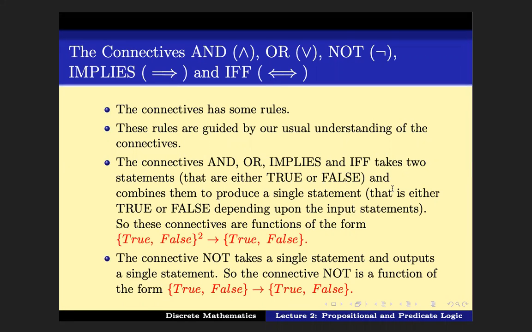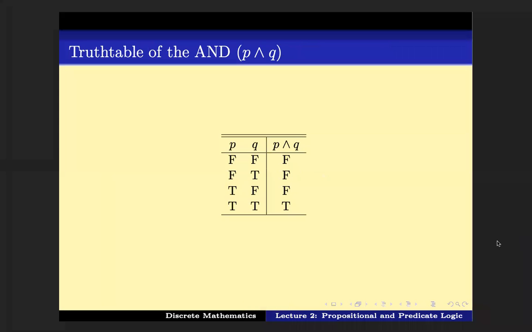If I connect something with an AND, it means something. If I connect two things with implies, it means something, and so on. So this is what we call the rules of this game. Let me quickly go over some things here. Think of P as a statement and Q as a statement, and here is a function that is taking two statements and producing another statement.